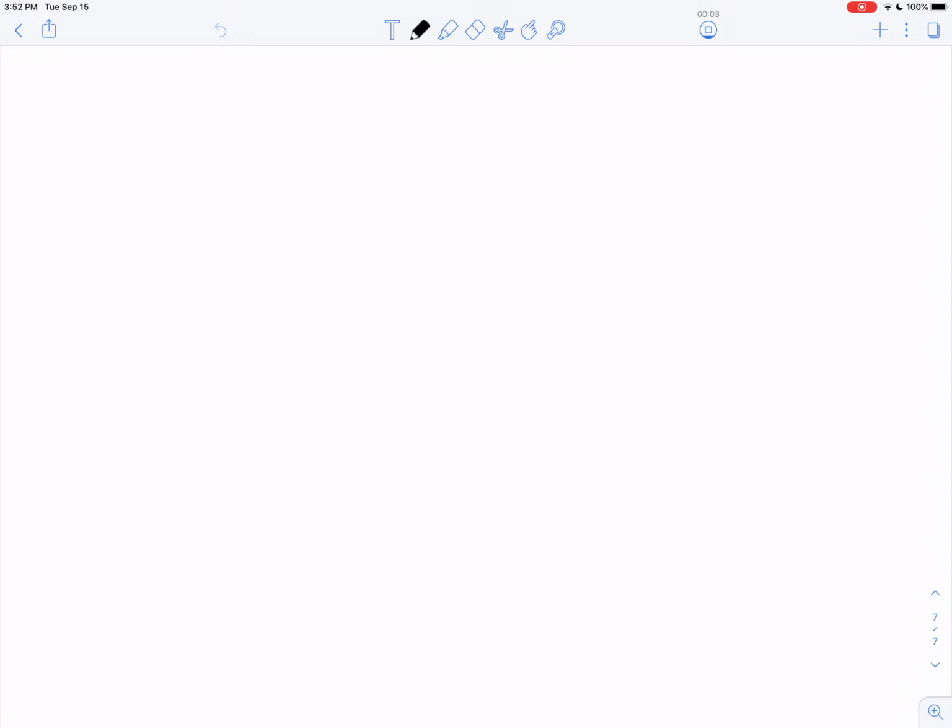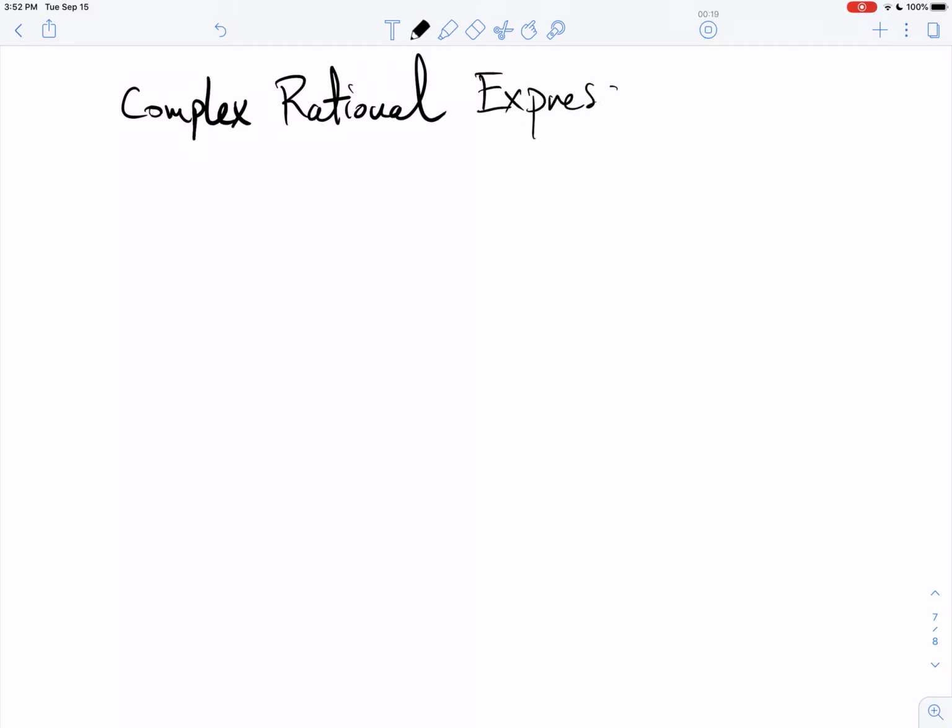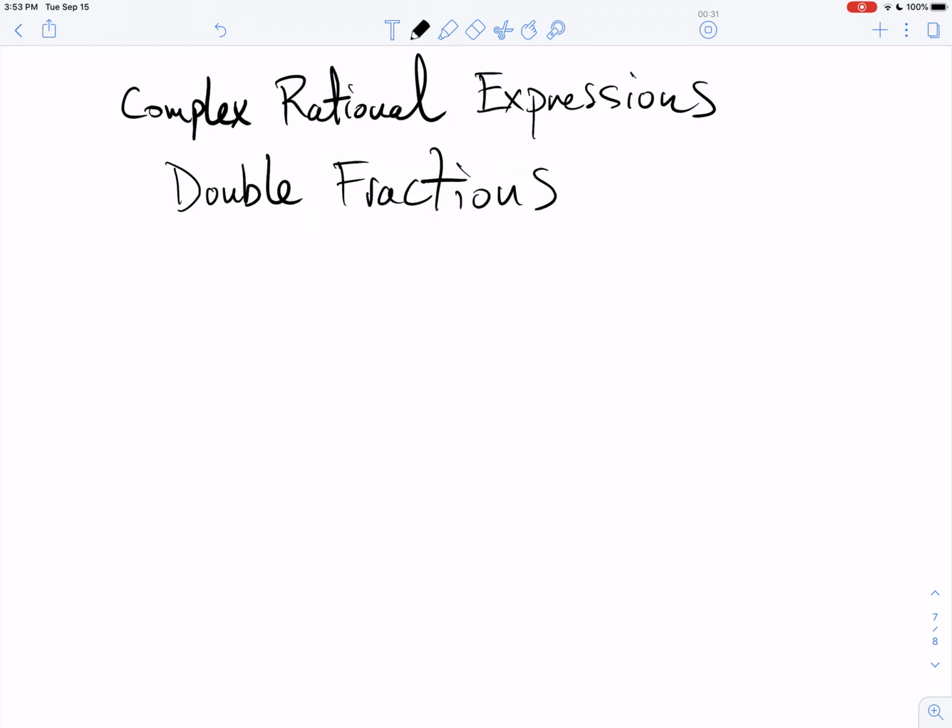Greetings all. Let's talk about some complex rational expressions. Whenever I say the words complex rational expressions, it's a fancy way to say double fractions. Or you got fractions inside your fractions.